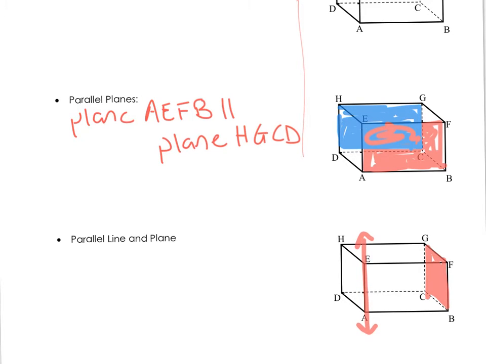So how we would write that is plane, the left side of the box we could call CBFG, and that is parallel to line EA. Okay.